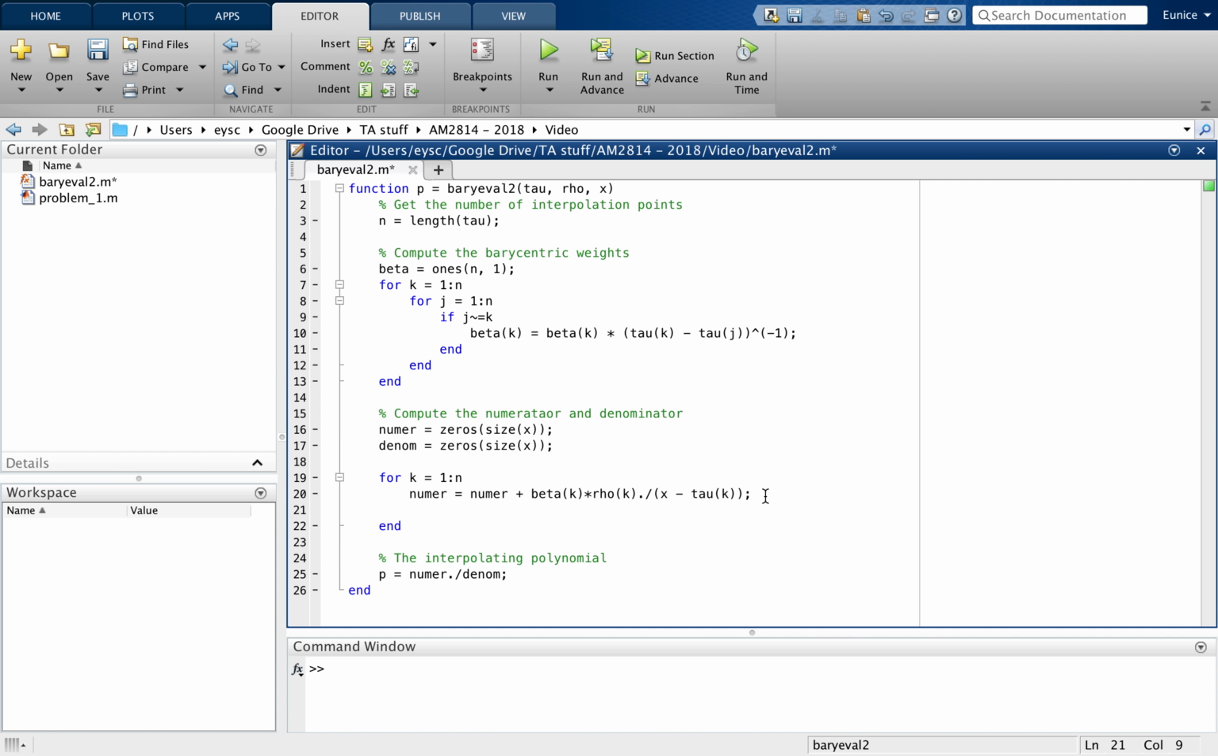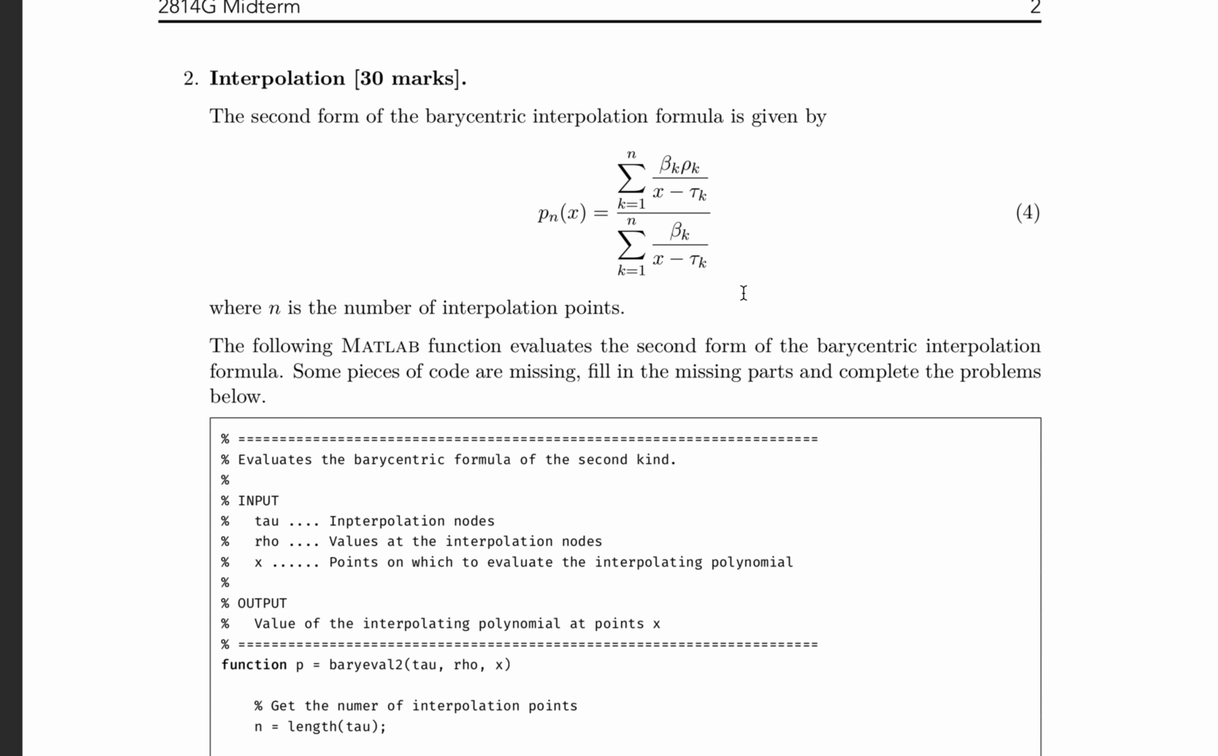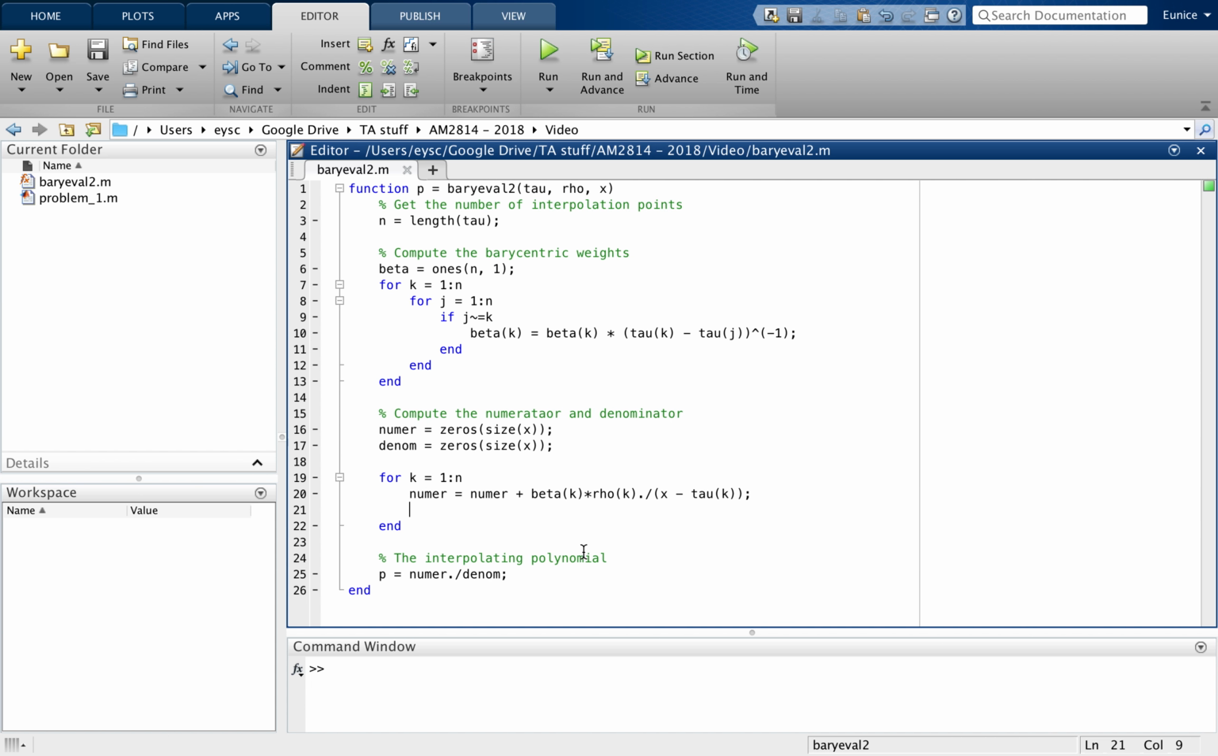So that is our numerator, so we can move on to our denominator, which is beta over x minus tau k. This is very similar to the numerator. Typing this in, denom is equal, we have to spell it correctly, denom plus beta k, remember dot divide x minus tau k. So with that, it looks as though we are done our function.